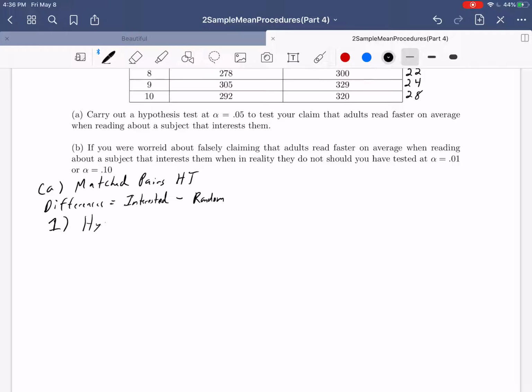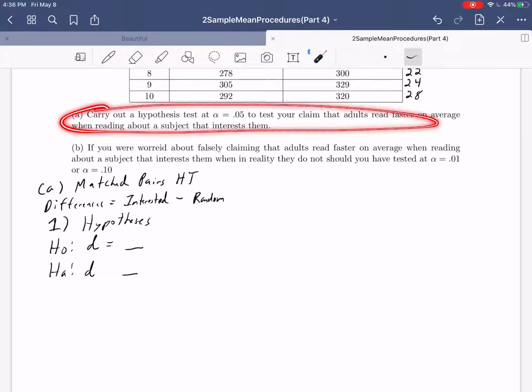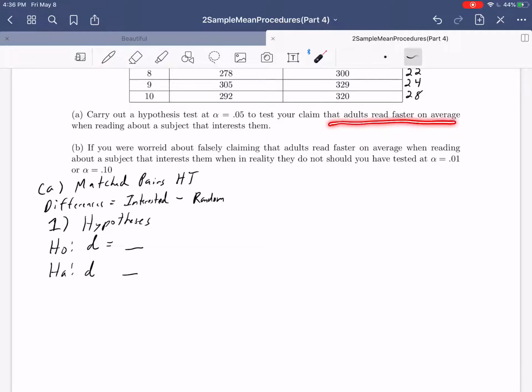So first thing we need to do is look at our hypotheses. So we have our H0 and HA. Remember, when you're doing a matched pairs hypothesis test, you change your notation to D to represent those differences. So we've got two things that we need to do here. We need to fill in this null value and our inequality here. Well, let's go back and read our claim here. We're trying to claim that adults read faster on average about a subject that interests them. Notice it doesn't say how much faster. So there's not really a null value being given. So it is not immediately clear what value we should put in here.